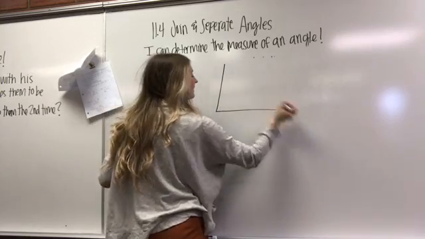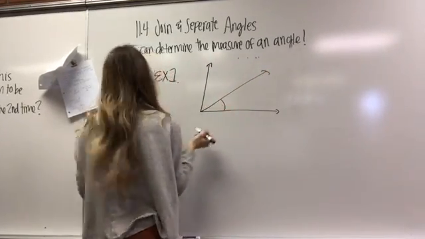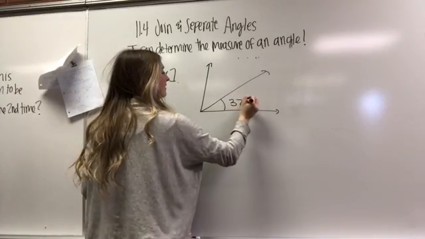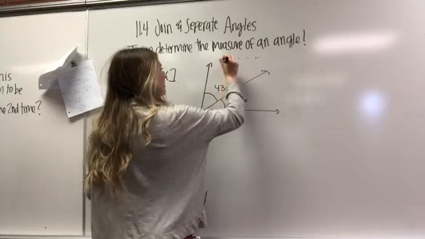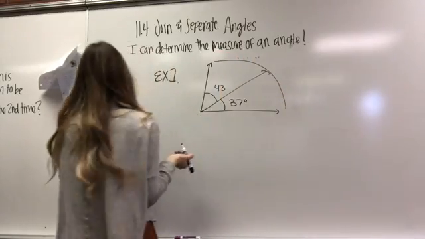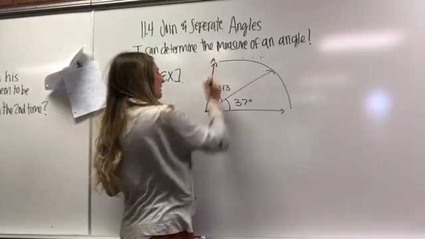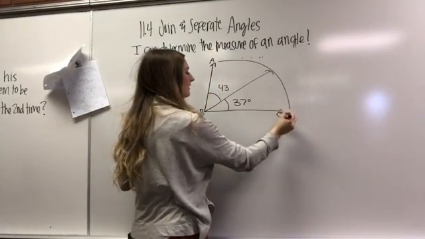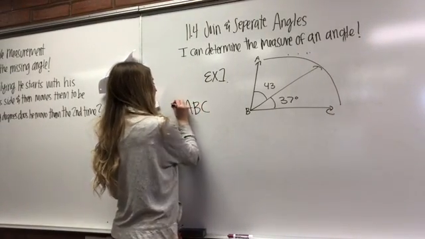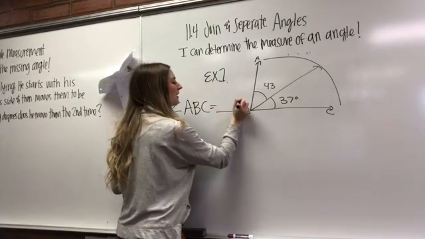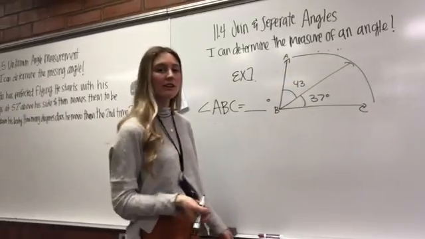We have this angle. So we know this angle is 37 degrees. And we know that this angle is 43 degrees. We want to know how big is the total angle, okay? So if this is angle ABC, we would want to know angle ABC. That's how we write angle ABC equals how many degrees, okay? So you have to take these two and add them up to see the total degrees, okay?